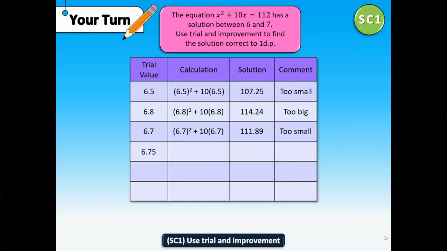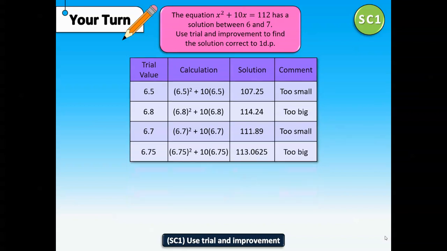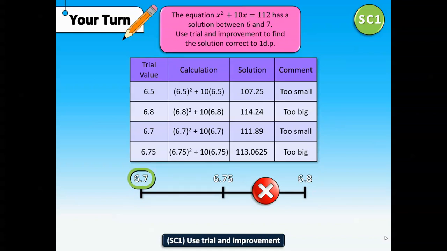So now we're going to try 6.75 and see whether it's closer to 6.8 or 6.7. When I substitute 6.75 in, I get an answer that's bigger than 112. So this is too big. So to one decimal place, my answer is 6.7.